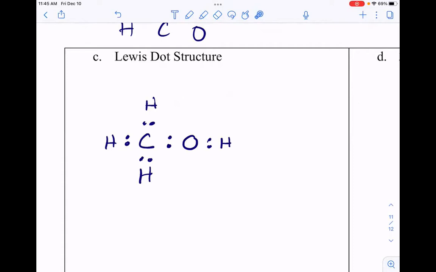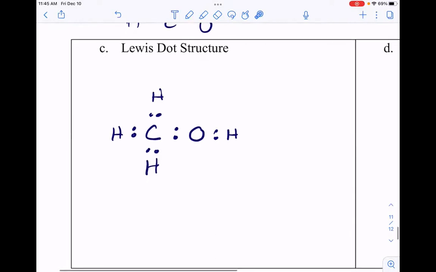For those who have me for lecture, I will not give you one with two central atoms. We're working just very simply. So this is just an exercise for lab. For those who don't have me for lecture, ask your lecture instructor.